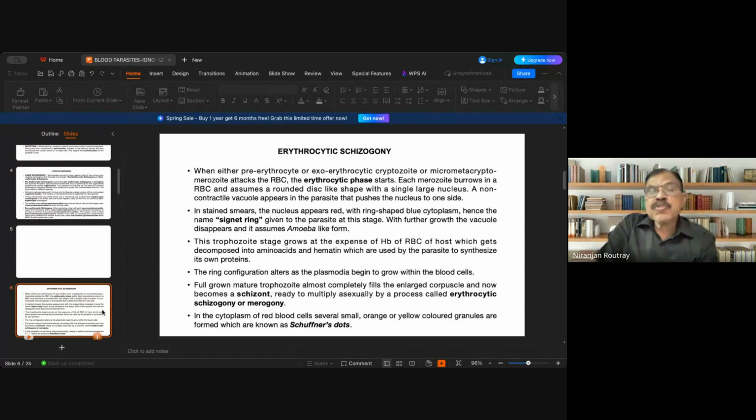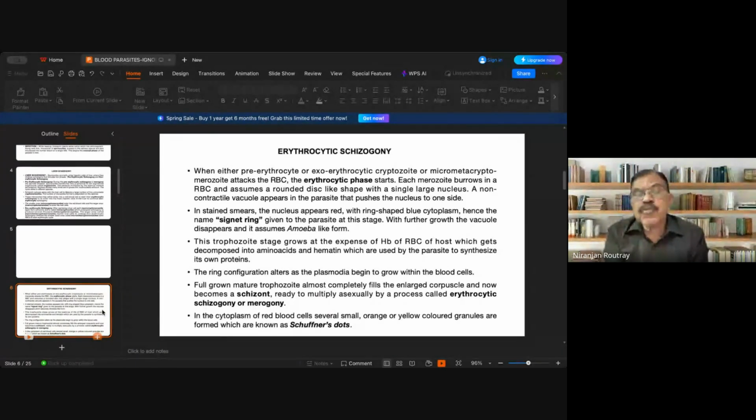The ring configuration alters as the plasmodia begins to grow within the blood cell. That means this signet ring stage does not remain in this stage for a longer period; the configuration changes into a full grown mature trophozoite. So what is a trophozoite? It is the feeding stage. What does it feed on? It feeds on the hemoglobin of the host RBC.